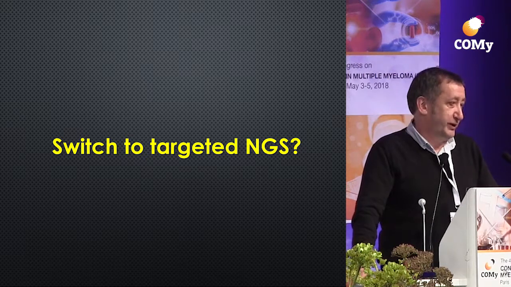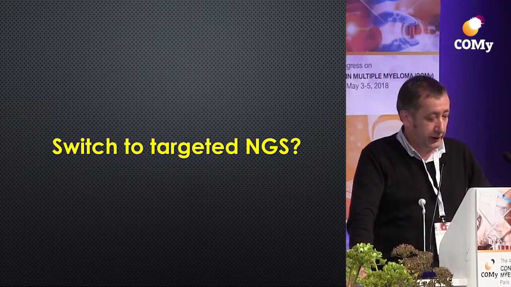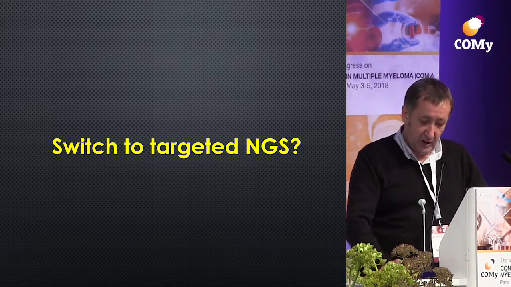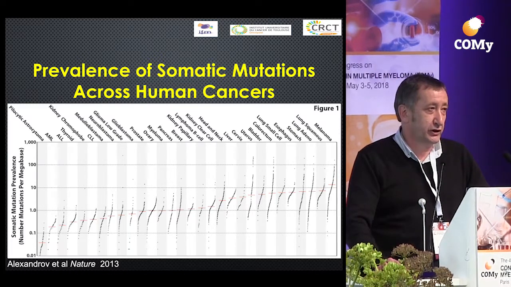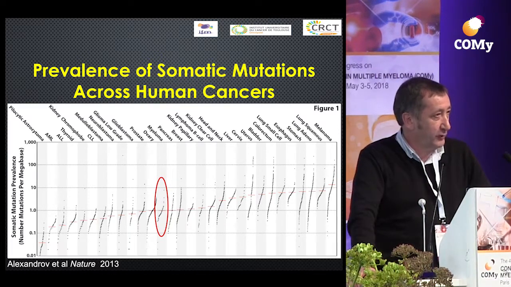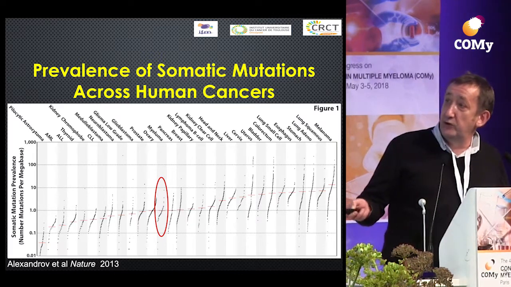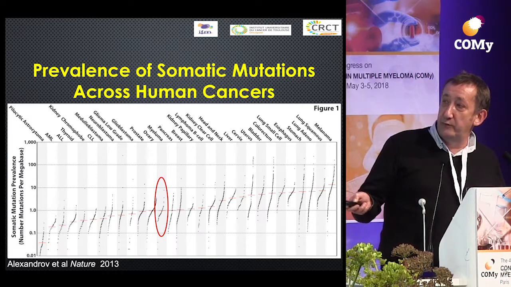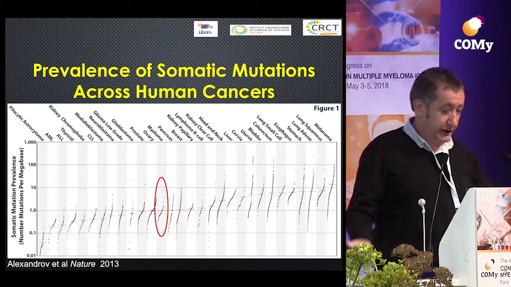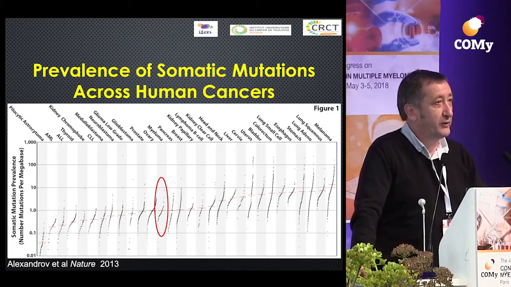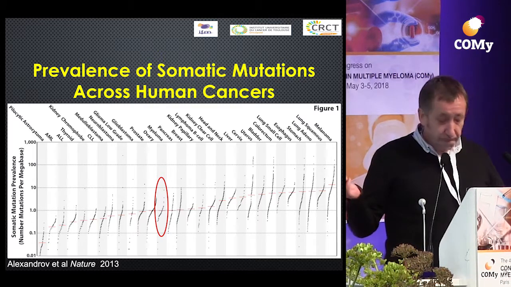Could or should we switch to next generation sequencing, and especially targeted next generation sequencing? If we just look at the number of mutations we see in myeloma, myeloma is just in the middle. Here you have the leukemias with a very low number of mutations. Here you have melanoma, lung cancer, carcinogen-induced tumor with a very high number of mutations. And so myeloma is just in the middle.